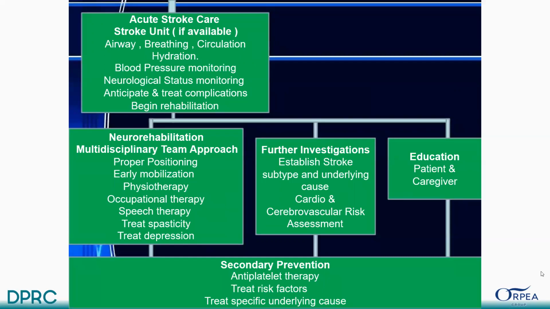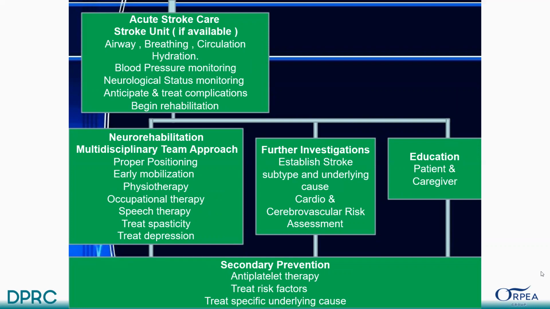Acute stroke care: stroke unit if available, airway, breathing, circulation, hydration, blood pressure monitoring, neurological state monitoring, anticipate and treat complications, and begin rehabilitation. Neuro rehab needs a multidisciplinary team approach, with proper positioning, and actually we are doing that with the physiotherapist, physician, and the nurses too.